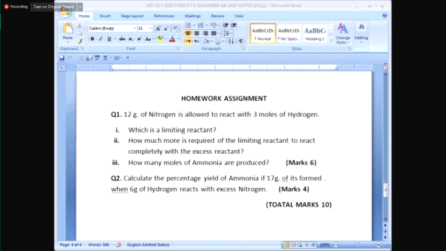Therefore, 6 grams of hydrogen will give us X grams of ammonia. According to the balanced equation, we have to set up a ratio between hydrogen and ammonia. Sorry, so 28 grams of nitrogen gave us 34 grams of ammonia. 6 grams of hydrogen will give us X grams of ammonia. When you get the answer, that is the theoretical value. So you divide the 17 by the theoretical value in grams of ammonia that you have calculated by stoichiometry and get the answer.